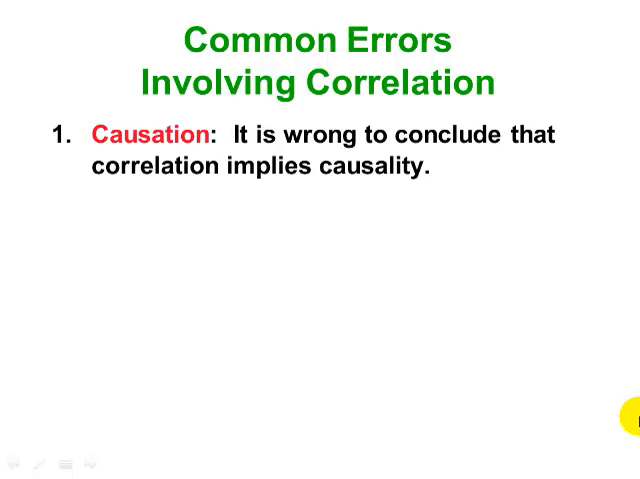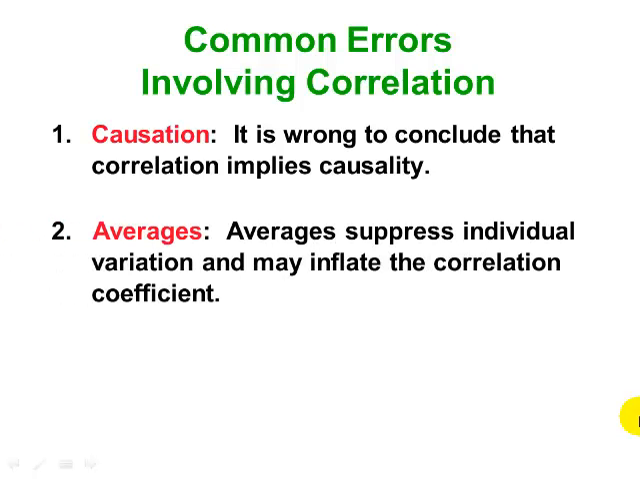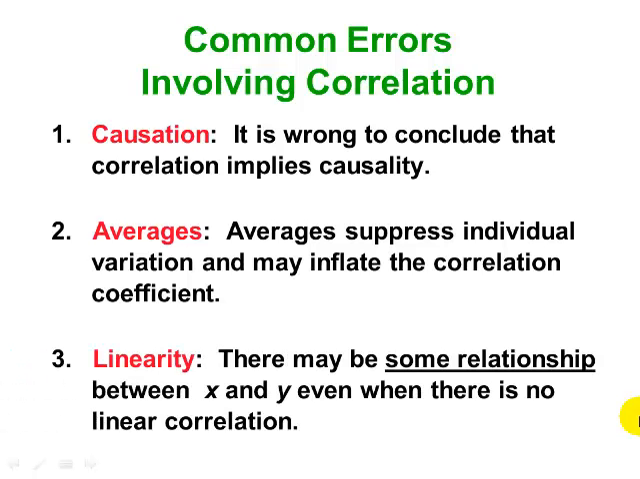So now let's look at some common errors involving correlation. Number 1, even if we do find that there appears to be a linear correlation between 2 variables, that does not mean that one causes the other. So correlation and causality are 2 different things. Another common error is using averages. Averages tend to suppress individual variation, so they might inflate the correlation coefficient. And third, there might be some relationship between x and y, even if there's not a linear one.